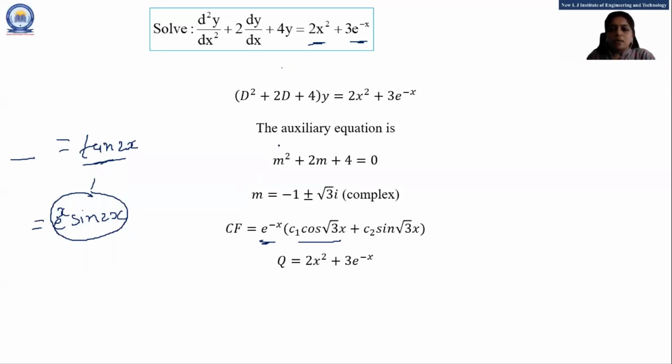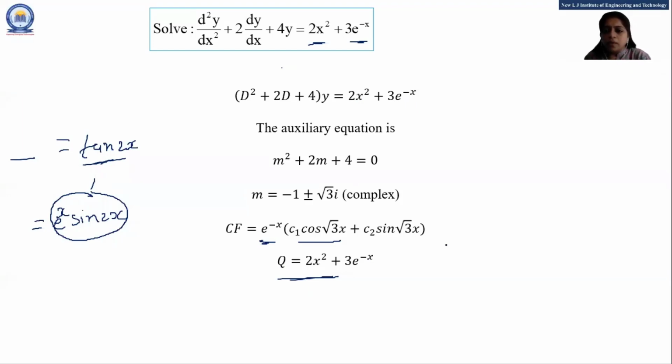See, for this example, m square plus 2m plus 4 equal to 0. So m is equal to minus 1 plus or minus root 3i, complex, and our CF is e raised to minus x into c1 cos root 3x plus c2 sin root 3x. Now Q. Q is the right hand side of the given ordinary differential equation, and that is 2x square plus 3e raised to minus x. Okay, so let's start the particular integral.